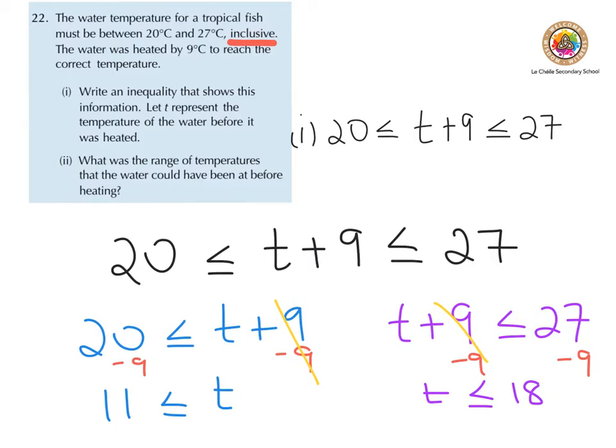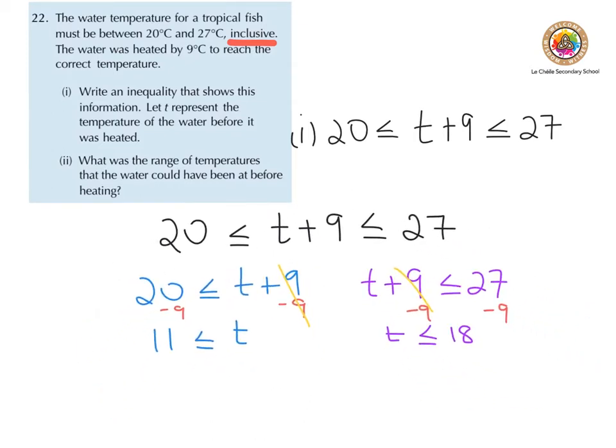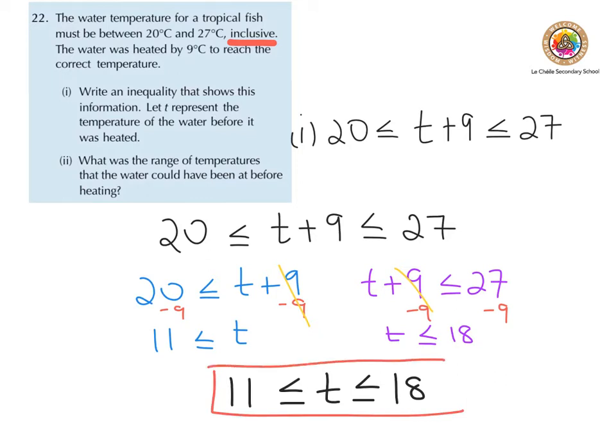And then just very quickly then, I put my two inequalities that I've split up back into one inequality. And so here in the center I'll have 11 is less than or equal to T, which is less than or equal to 18. So that represents the temperature of the water before it was heated. And I'm just putting a box around my answer to part 1.